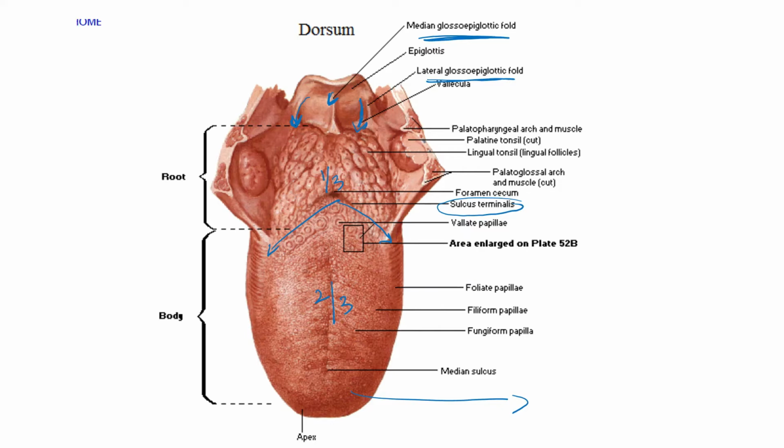So the area in front of the sulcus terminalis is termed the presulcal part of the tongue, whereas the area behind the sulcus terminalis represents the postsulcal part of the tongue.